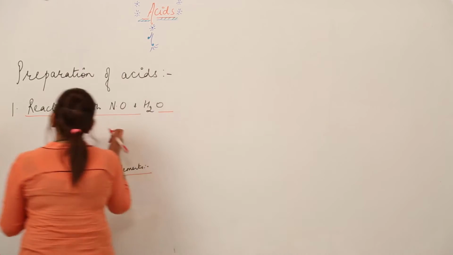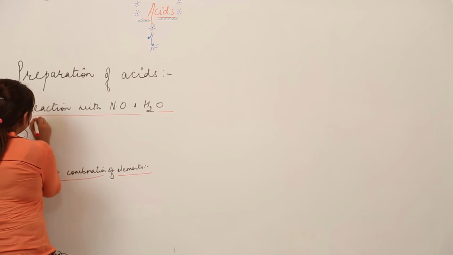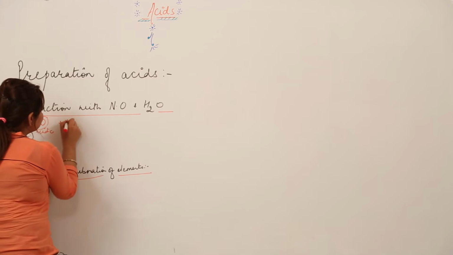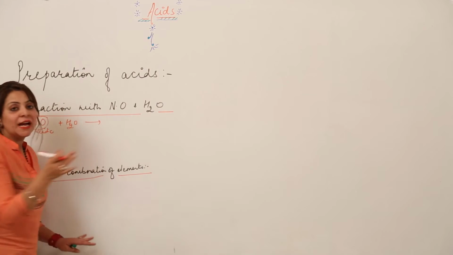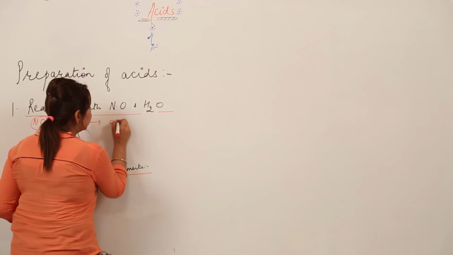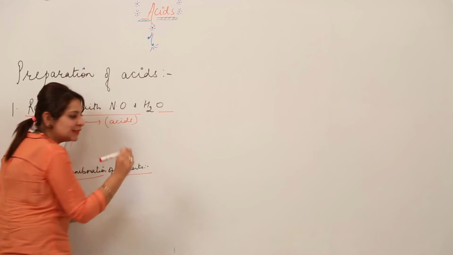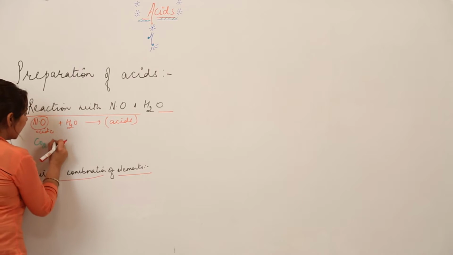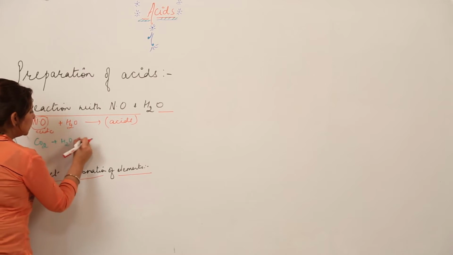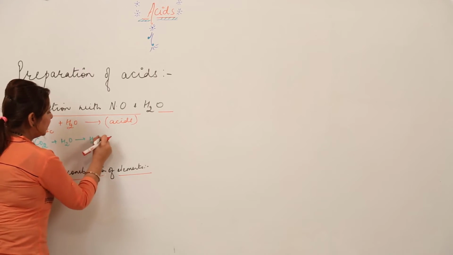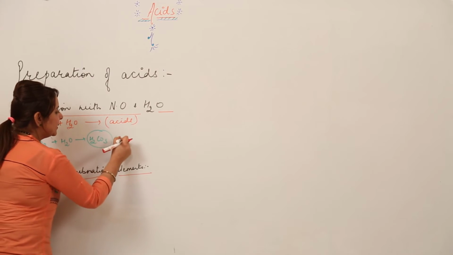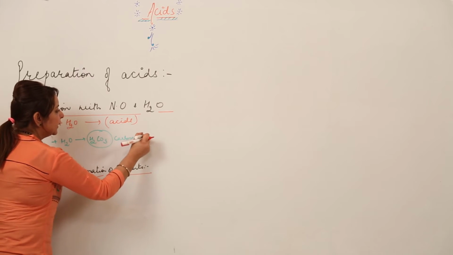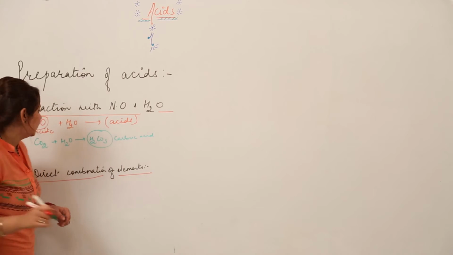See how? As you know, non-metal oxides are acidic in nature. So when we dissolve a non-metal oxide in water, what are we going to get? We are going to get acids. Just look at the board. Suppose I have CO2 and I am dissolving CO2 in water. So what do I get? I will get carbonic acid, H2CO3. That is the carbonic acid.